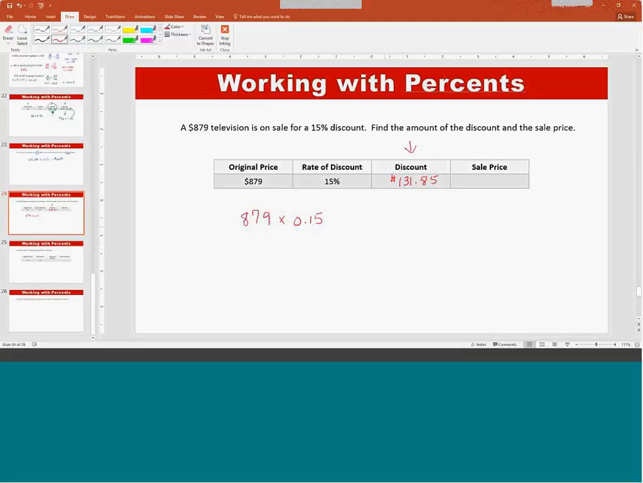So then, since this is a discount, we're going to subtract 879 minus the discount of $131.85, and that's going to give us a sale price before tax of $747.09.